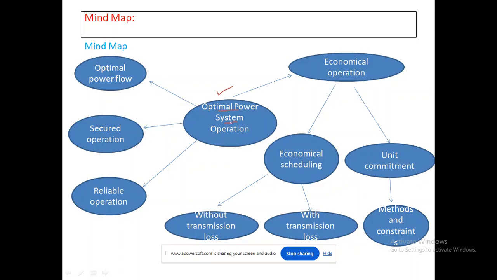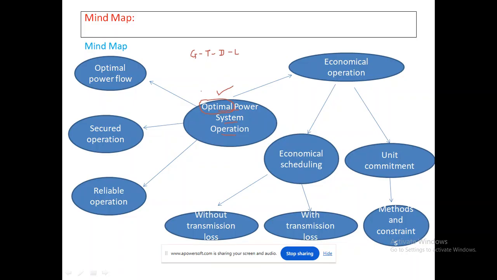Now, all of you know what a power system is. In a power system, we have generation, then transmission, then distribution, and then the load. This entire system, from generation to load, is what we call a power system. Now, this power system we have to operate. How should this power system operation be? It should be optimal. Now, what is meant by optimal?